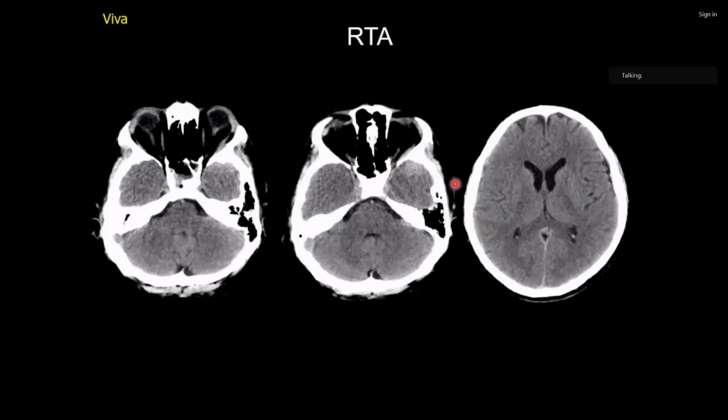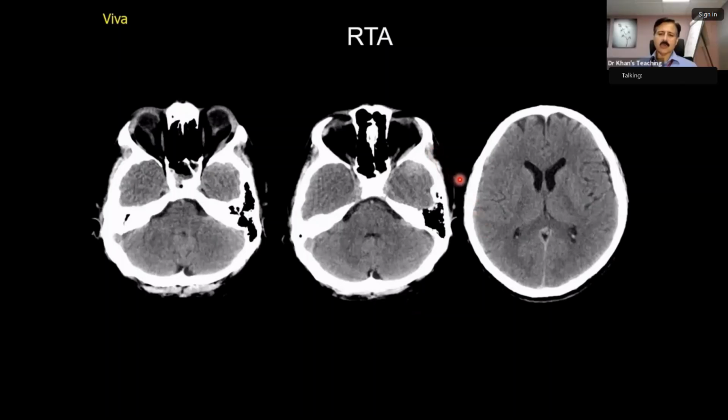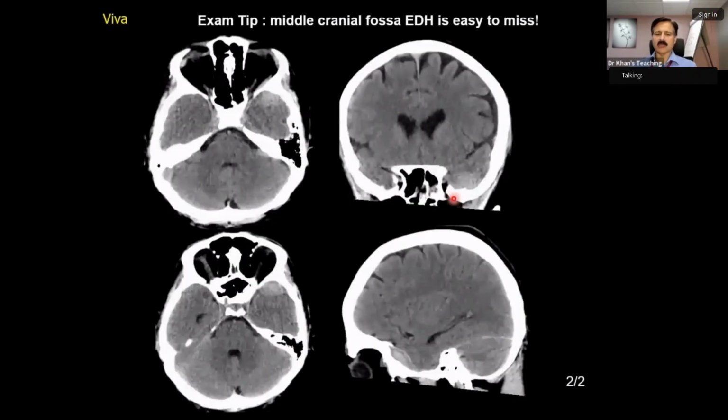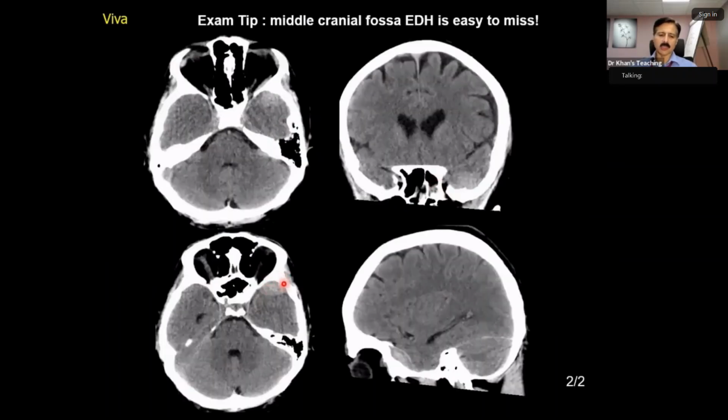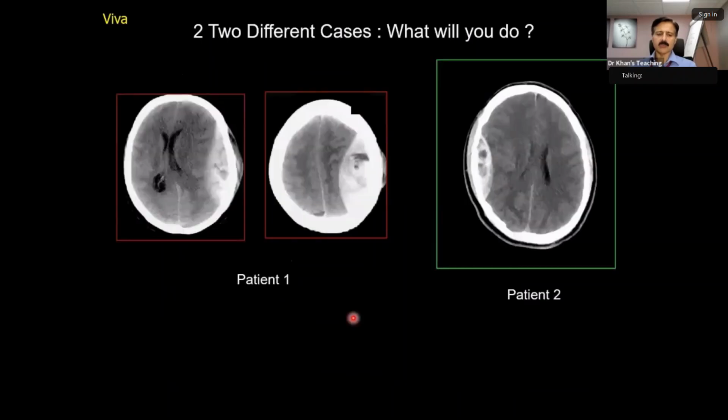No, that's okay. You see, this extradural hematoma, which is middle cranial fossa, has come in the exam quite a few times. It's a difficult one, and that is why I'm showing you an example. In the exam, it's easy to miss because there will be a bit of hemorrhage. Intentionally, I had not shown you this one here because it's visible, and then it is visible here on a coronal. Middle cranial fossa extradural hematoma is easy to miss and has come in the exam quite a few times.